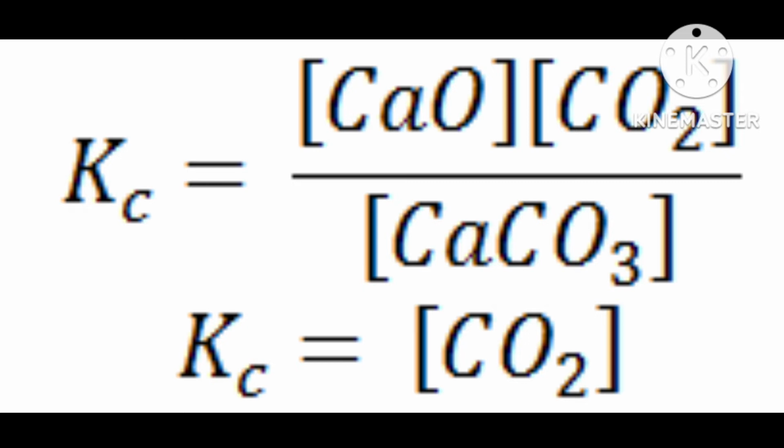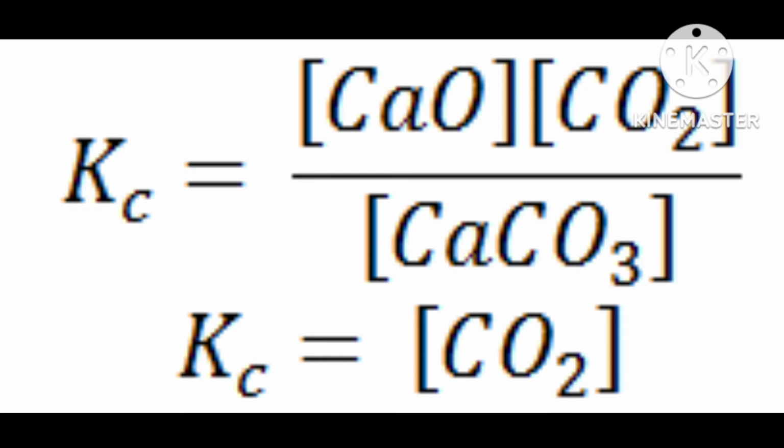Maybe 1.3 into 10 to the power 5, 1.0 into 10 to the power 3, 1.357 into 10 to the power 5, like that, no unit, only number. This I told about heterogeneous equilibria, examples, expression and unit. Now I am going to discuss numericals. I will read the question and then I will explain how to solve the numericals.